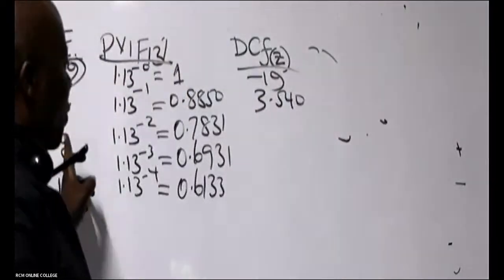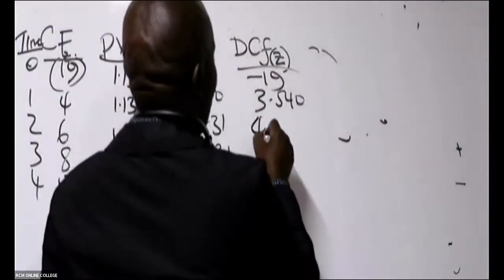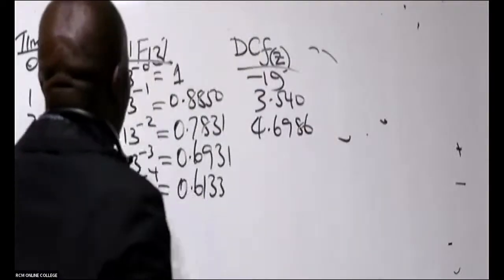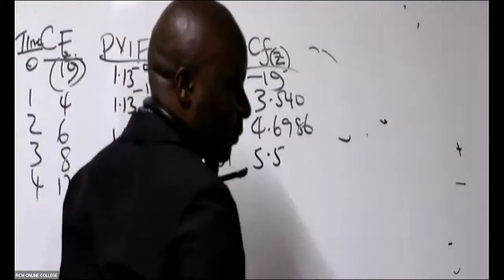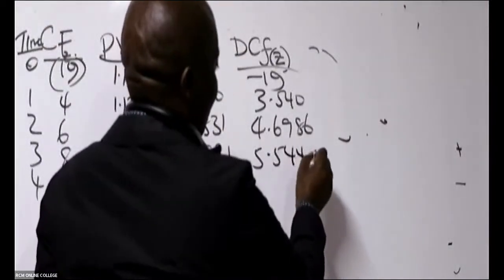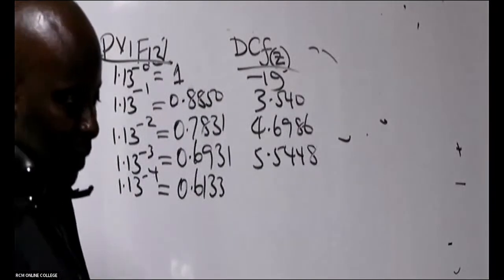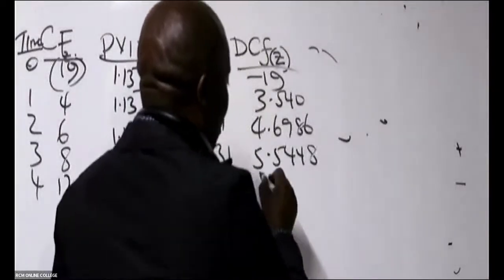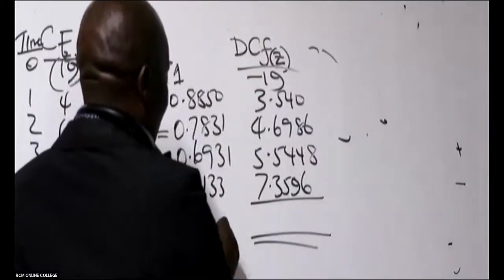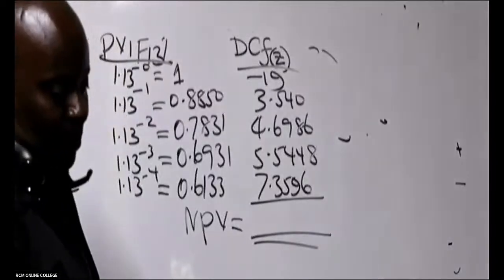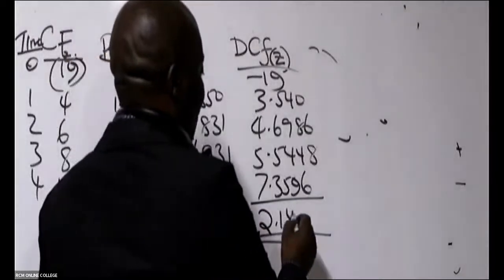Then we have 6 times this, 4.6986. Then we have 8 times 0.6931. Then we have 12 times this, 7.3596. So please come and add for you to give us net present value. 2.143. Like that.